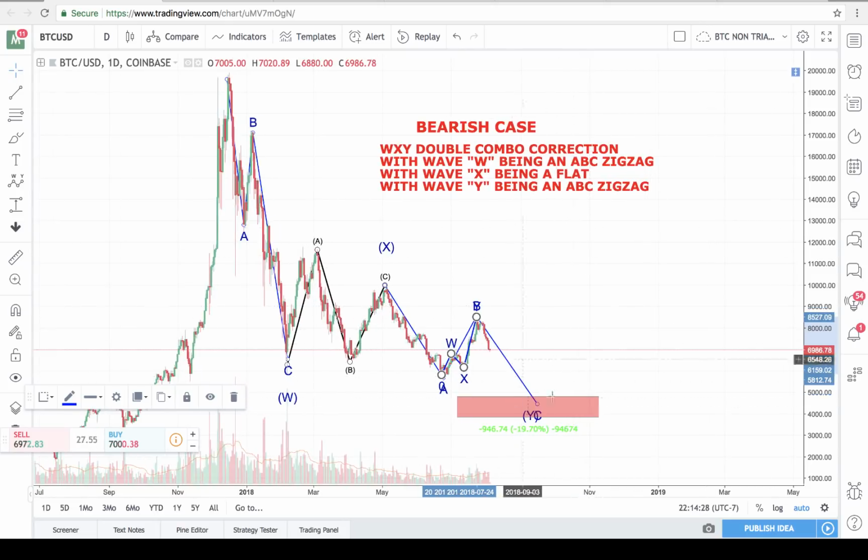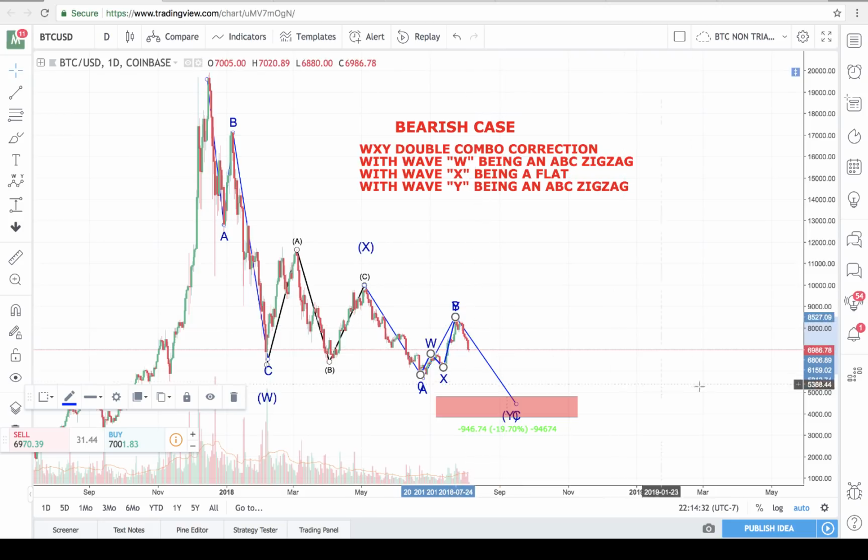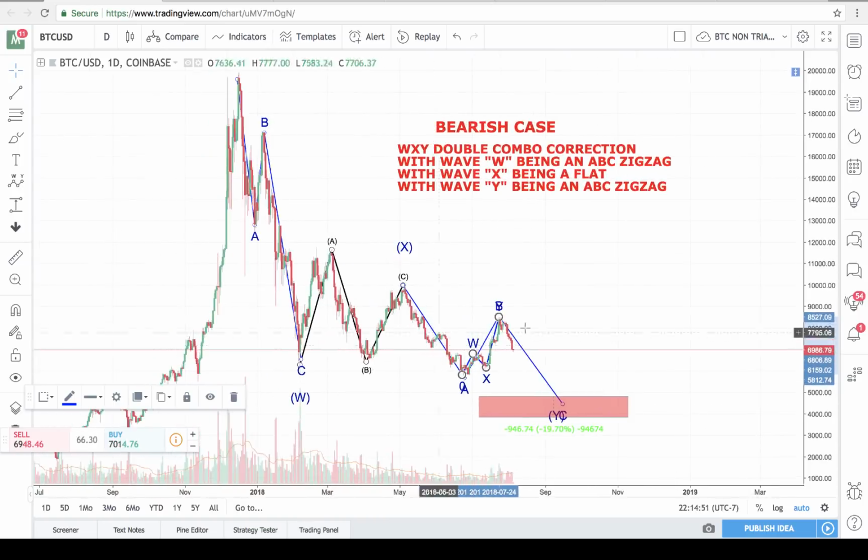Now, if this decides to drag on for many, many more months, if this bear market continues for many, many more months, there's ways that we can define this in terms of Elliott wave, with this entire WXY structure being a much larger move down as opposed to a complete double or triple combo. But we'll get to that down the road. For now, this is what I see as most likely.